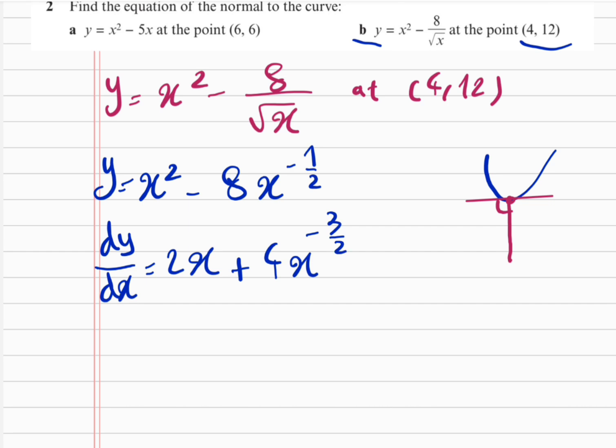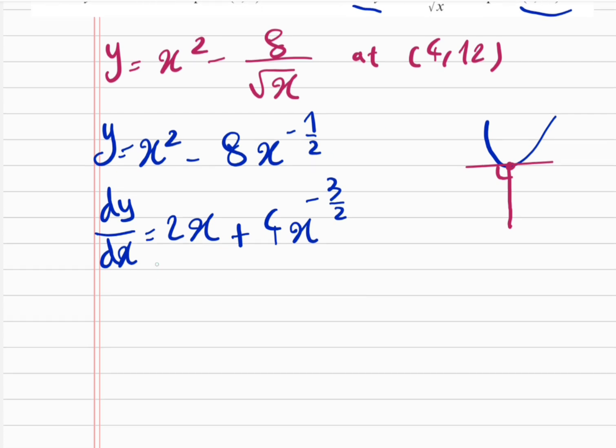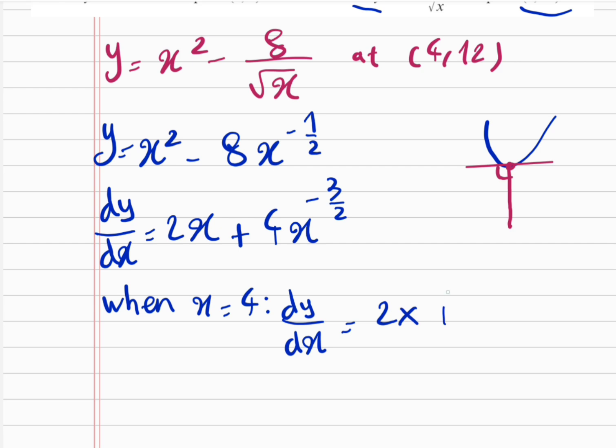Okay, now that we have the equation of the derivative, we can find the gradient of the tangent. We just need to substitute the x coordinate of the point into this equation. So when x is equal to 4, dy by dx is equal to the following. So 2 times 4 plus 4 over, because x to the power of minus 3 over 2 is equal to the square root of x cubed. And in this case, remember that the value of x is 4. So instead of x, we just substitute and write 4 cubed.